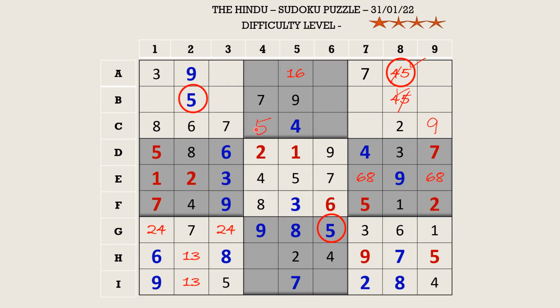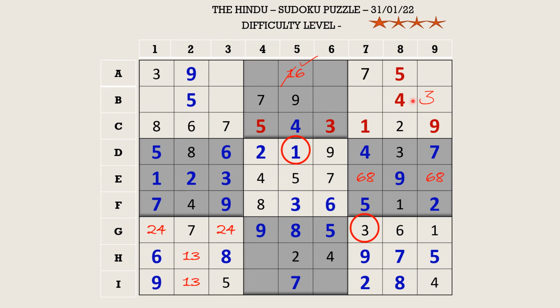Now in row C there are only 2 empty cells and the missing numbers are 1 and 3. There is a 3 blocking here in column 7, so C6 takes 3. C7 takes 1. This 1 cancels out the 1 here in A5. A5 becomes 6 now. There is a 3 in row A which blocks this cell. There is a 3 in column 7 which blocks this cell. So B9 takes 3.